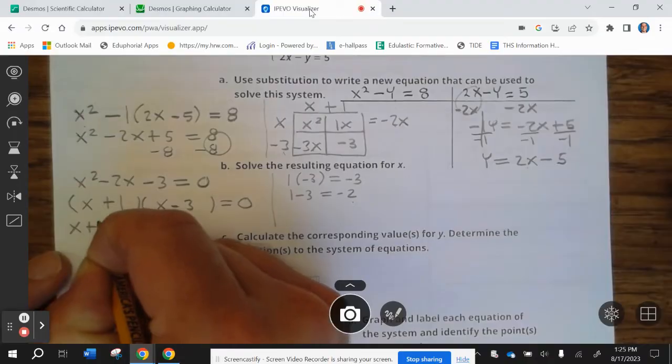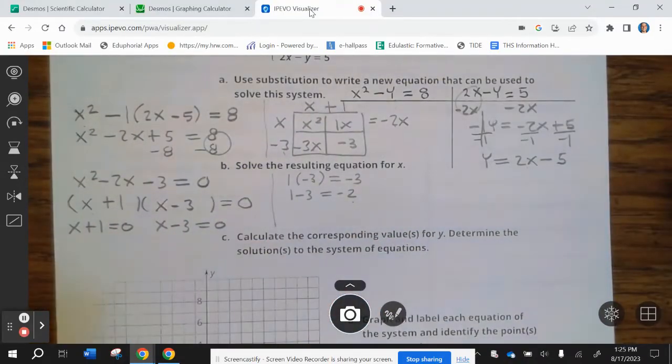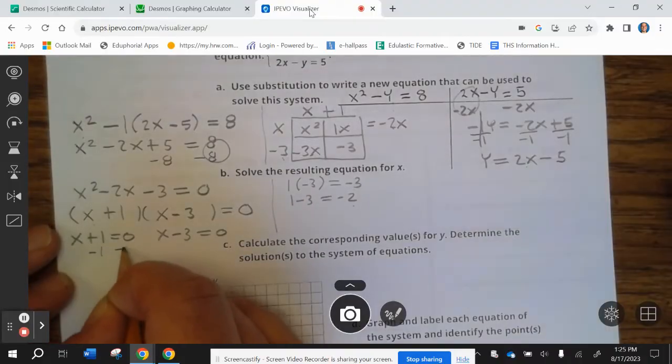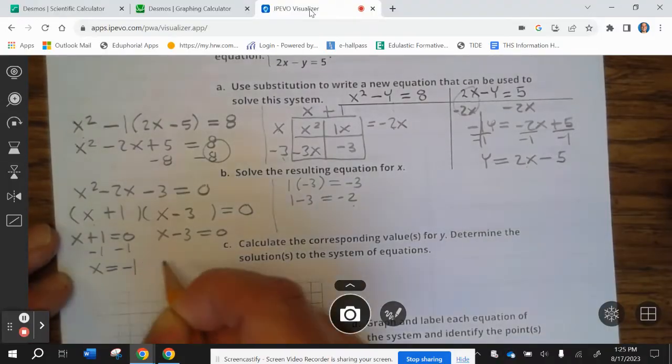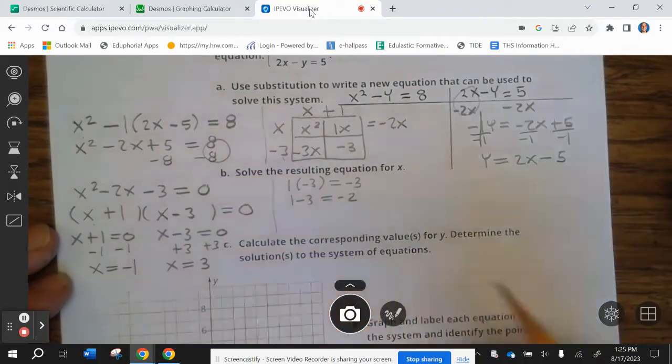Okay, so now we set them equal to 0. So x plus 1 equals 0. X minus 3 equals 0. So subtract 1 from both sides. X equals negative 1. Add 3 to both sides. X equals 3.